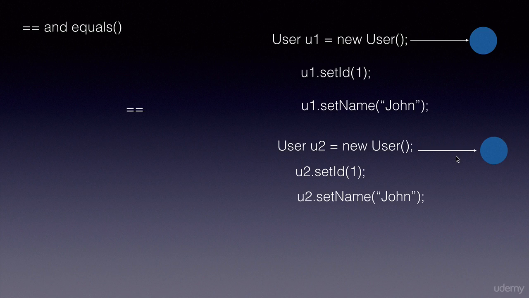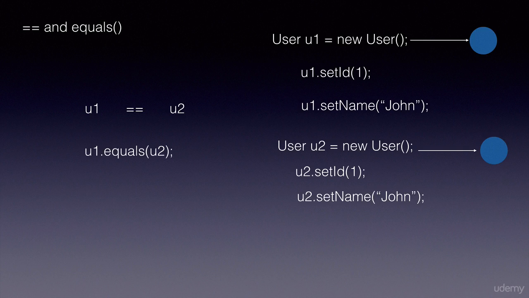heap. Now if we use the double equal to operator to compare these two objects, it will return a Boolean false because the double equals compares the object references or the memory locations and not the contents within the object. So you can call it a shallow comparison and not a deep comparison.